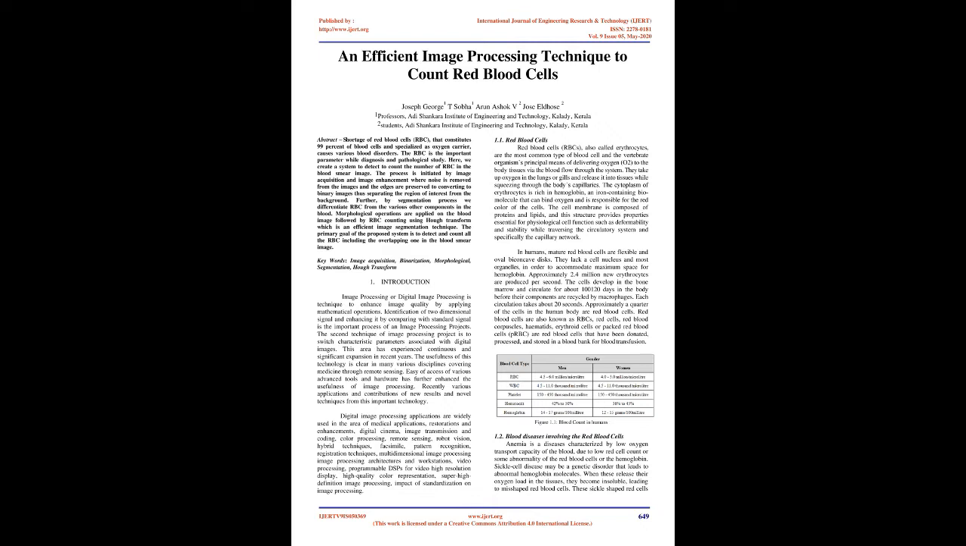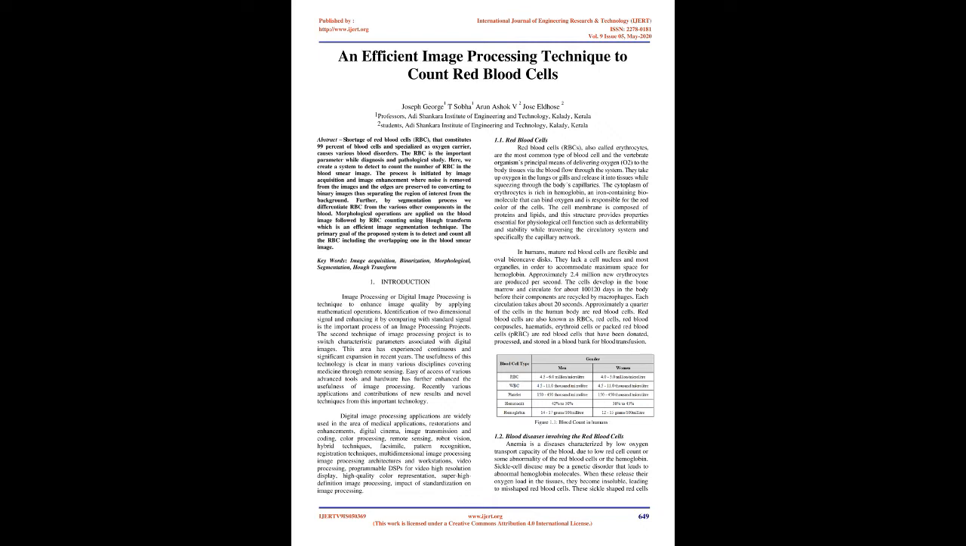Morphological operations are applied on the blood image, followed by RBC counting using Hough transform, which is an efficient image segmentation technique. The primary goal of the proposed system is to detect and count all the RBC, including the overlapping ones, in the blood smear image. Keywords: image acquisition, binarization, morphological, segmentation, Hough transform.